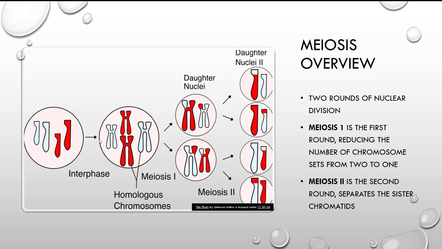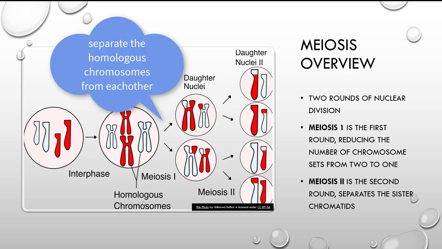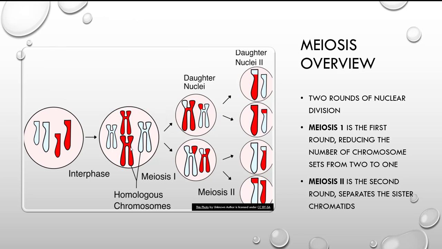So the goal in the first part of meiosis part 1 is to separate these homologous chromosomes from each other, okay? So we end up separating them, and they end up in separate daughter cells. So the goal of meiosis part 1 is to take our diploid cell and make it haploid.